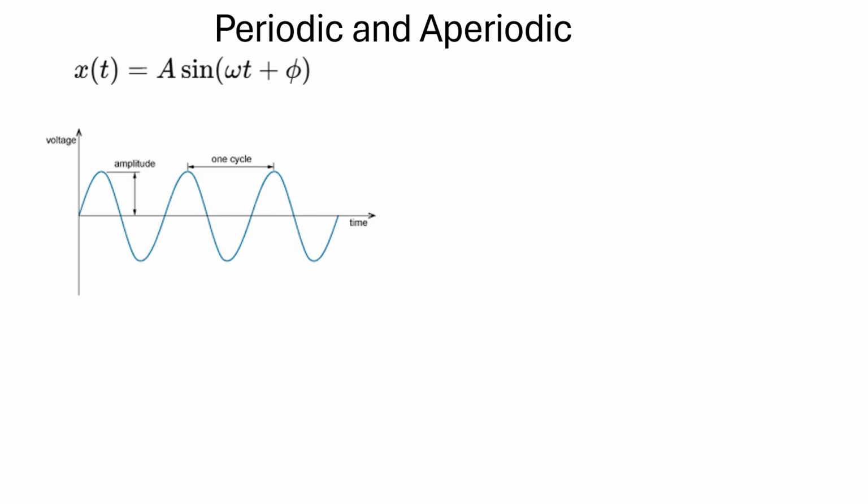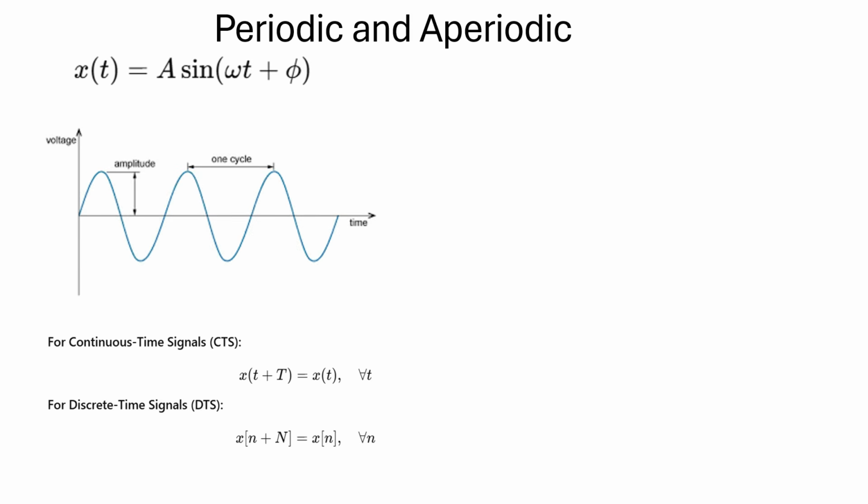So here are some more examples. Here you can see the sinusoidal function, a good example of a periodic signal. Why? Because your sinusoidal function repeats with a time period of 2 pi. So sine of omega t plus 2 pi will be equal to sine of omega t again. So x of t plus T should be equal to x of t, right?